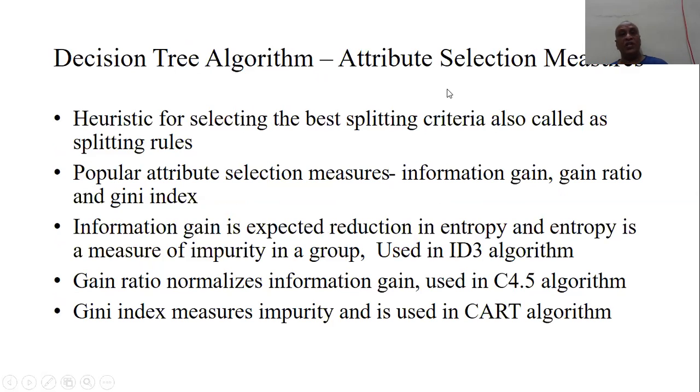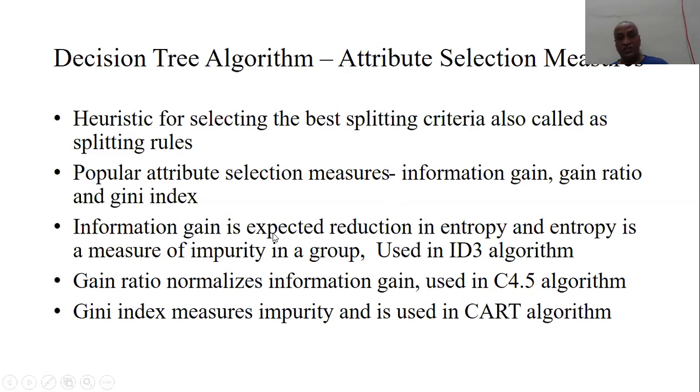Coming to attribute selection measures, as said, they are the heuristics for selecting the best splitting criteria. They're also called splitting rules. Popular attribute selection measures are information gain, gain ratio, and Gini index. Information gain is used in ID3. Gain ratio is used in C4.5. Gini index is used in CART.